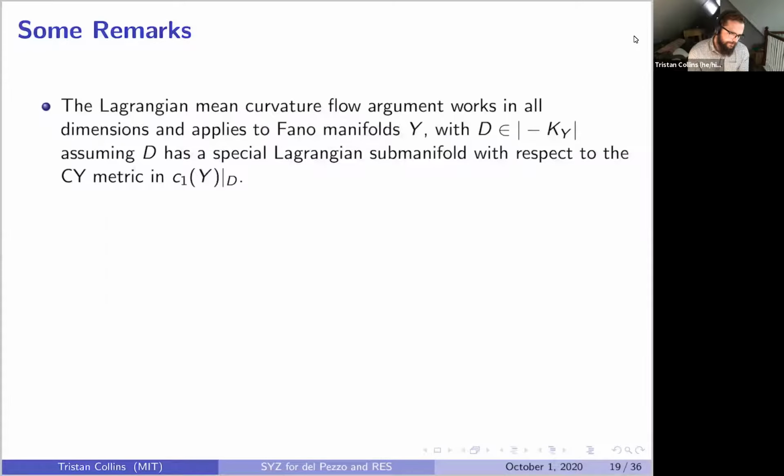So a few remarks. As I said already, this Lagrangian mean curvature flow part of the argument works well in any dimension, and it allows you to lift special Lagrangians in the Calabi-Yau at infinity to special Lagrangians in the interior of the manifold. Of course, in higher dimensions, you need to assume that there's a special Lagrangian to begin with. But thanks to Yang's talk, we now know that special Lagrangians are maybe not as hard to find as we used to think.